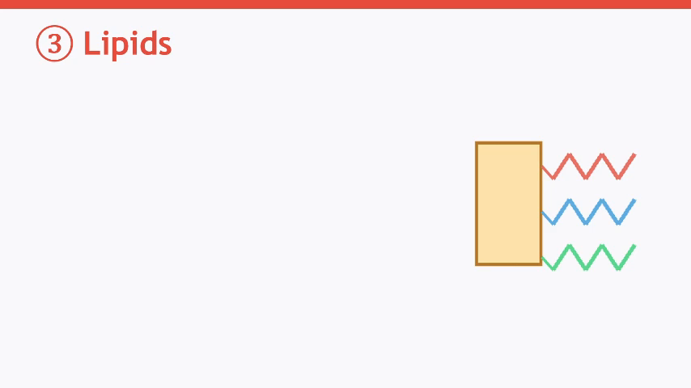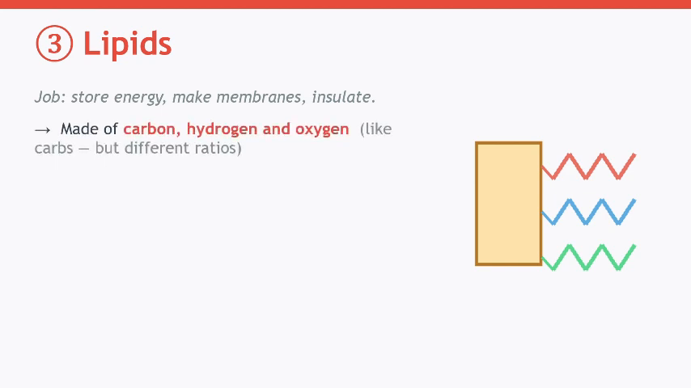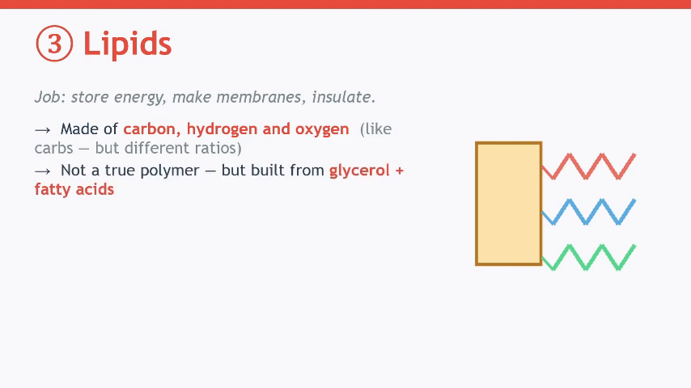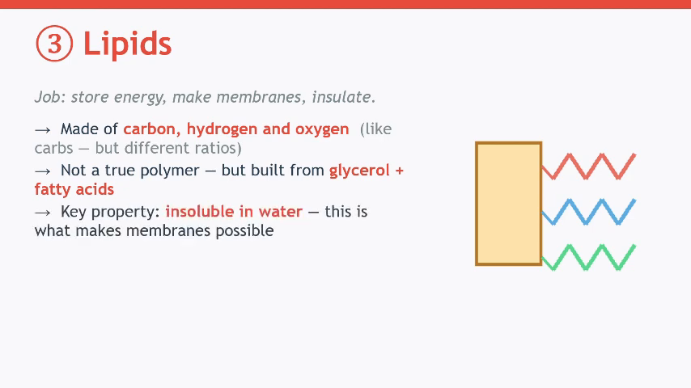Third, lipids. Fats, oils, waxes, all lipids. Their main jobs are energy storage, making cell membranes, and insulation. They are made of carbon, hydrogen, and oxygen. Same elements as carbohydrates actually, but in very different proportions and arrangements. Lipids are not true polymers in the traditional sense, but they are built from glycerol and fatty acids joined together. And their defining property: they are insoluble in water. They repel water, and that is exactly what makes the cell membrane possible.